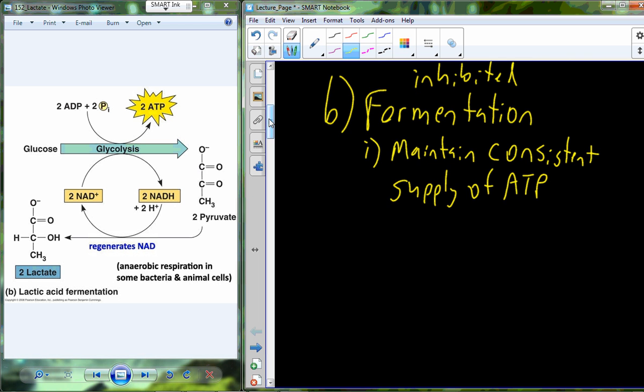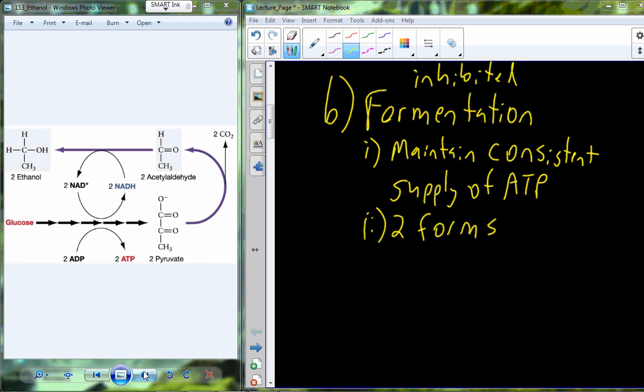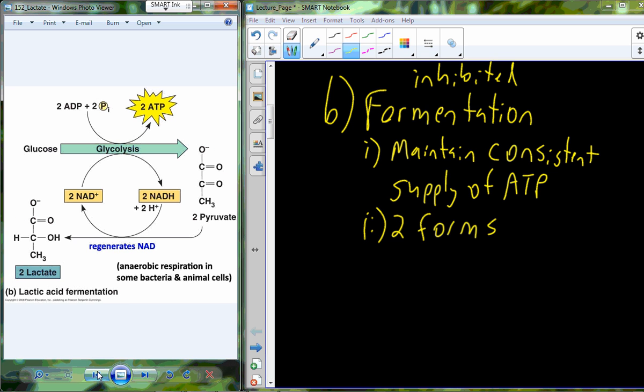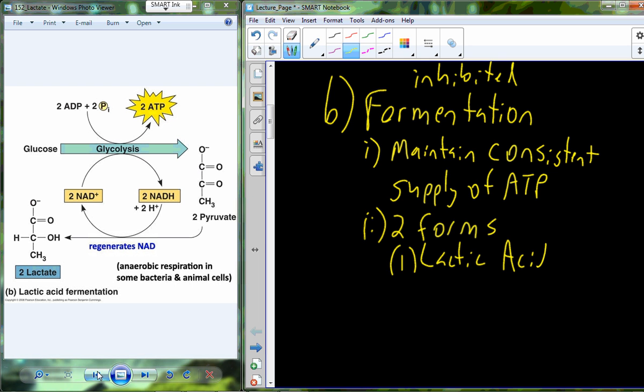It turns into lactic acid or, what? I'm going to get there. It's ethanol. But I'm going to talk about the 2 forms of fermentation. Sorry. So the first form is this form, which is lactic acid. And just to put it into context for you, this is the type of fermentation that you would have.